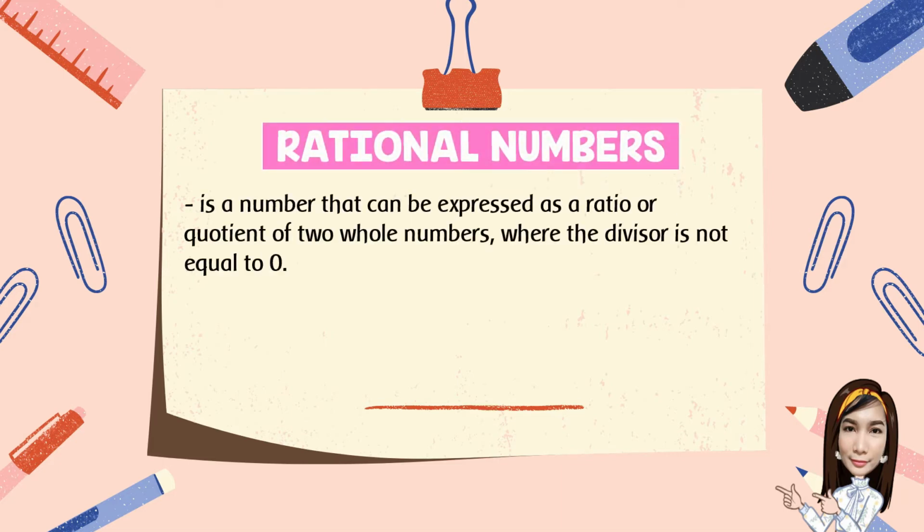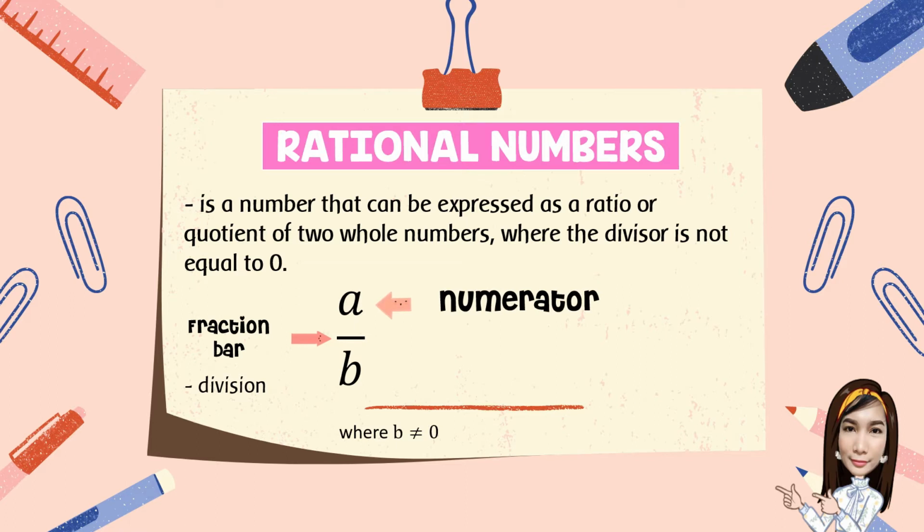A rational number is a number that can be expressed as a ratio or quotient of two whole numbers, where the divisor is not equal to 0. So it can be written in the form a over b, where a and b are integers and where b is not equal to 0. The line there is what we call the fraction bar that denotes division.